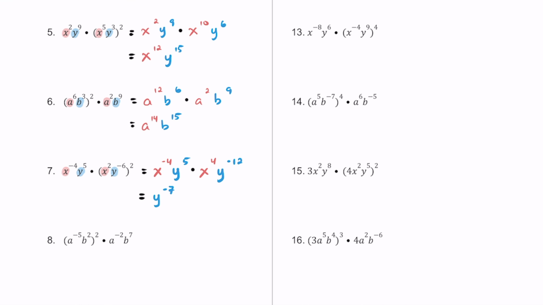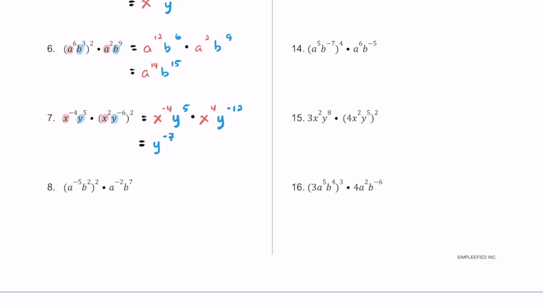Okay, here's number 8. For number 8, let's go ahead and just start on the left side here because we're going to use that power of a power property. Here we've identified our common bases. So starting off, we have a to the negative 5th power, and that's raised to the 2nd power, so we can multiply the exponents. Negative 5 times 2 is going to be negative 10. So we're going to have a to the negative 10th power. And then we're going to have this b to the 2nd power. We're going to multiply 2 times 2 is 4. So again, that's going to be b to the 4th power.